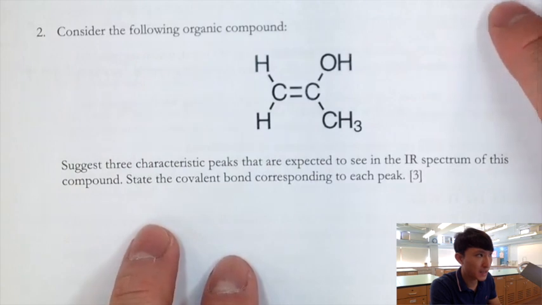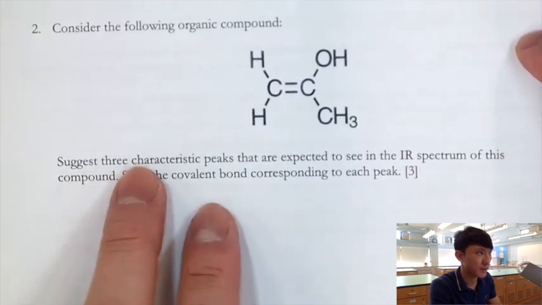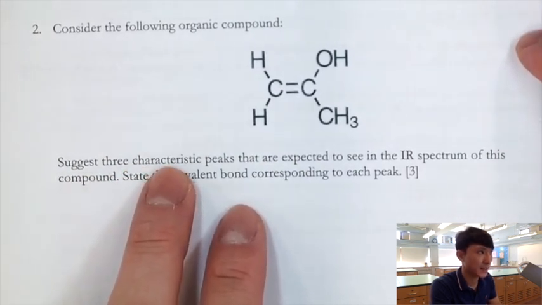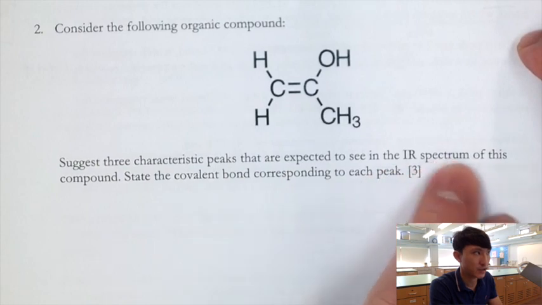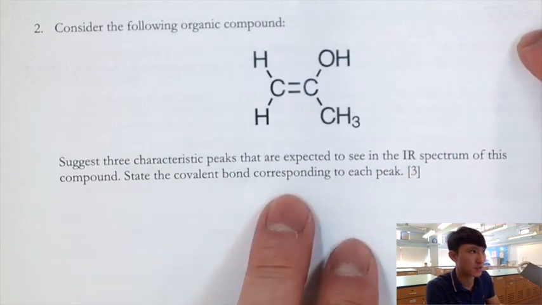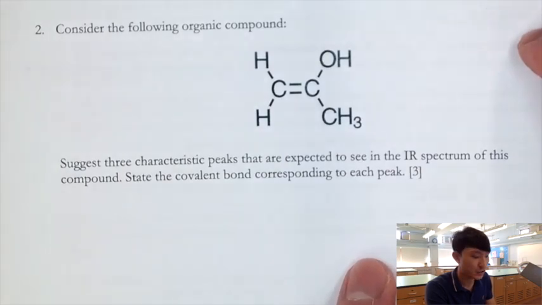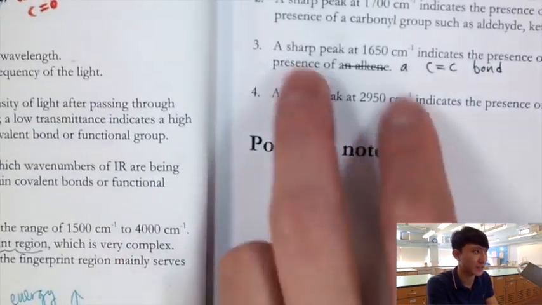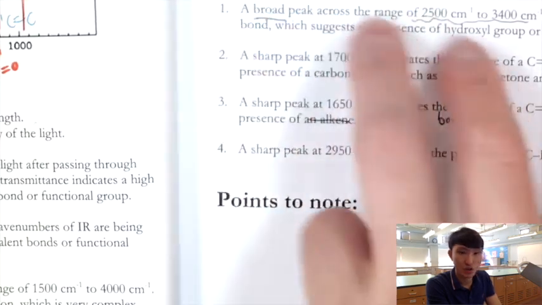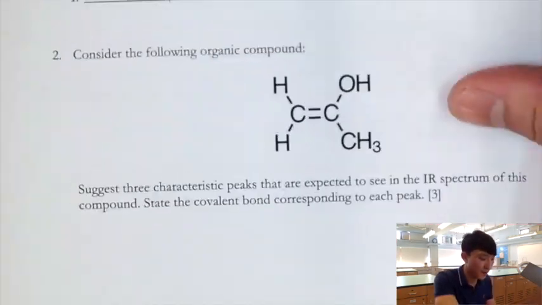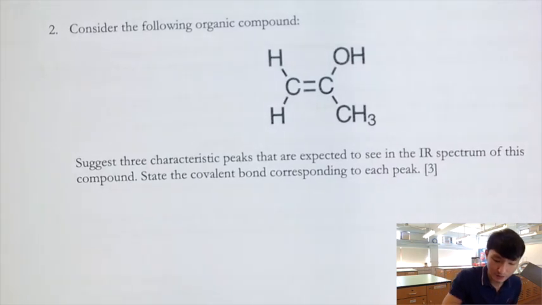Now, question 2 here, more complicated. Suggest 3 characteristic peaks that I expect to see in an infrared spectrum. State the covalent bond corresponding to each peak. So for this one, I'm asking you to use what I did here. Try to write down the assignment using this kind of sentence pattern. So actually not very difficult.